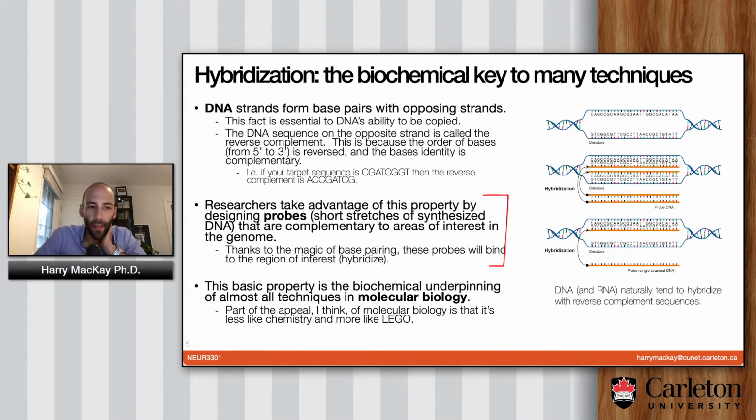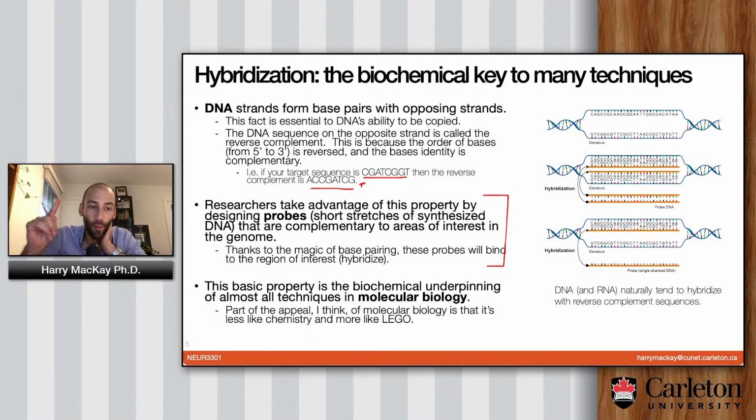What you would typically see in research is that researchers would design probes. They can be called different things, but typically you might call them a probe. They are simply short stretches of synthetic DNA that are complementary to areas of interest in the genome. So, for example, if your target sequence is CGATCGGT, the reverse complement that would bind perfectly with it is this sequence, and every letter binds with its mate in the opposite strand. This is how base pairing works in nature, and this is how DNA is able to be copied.